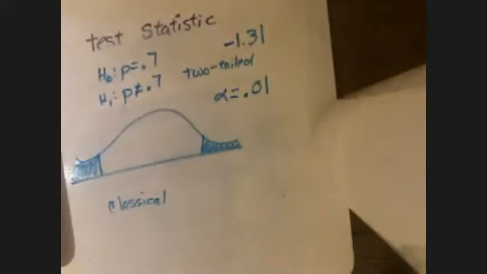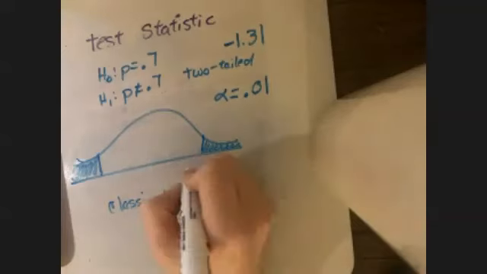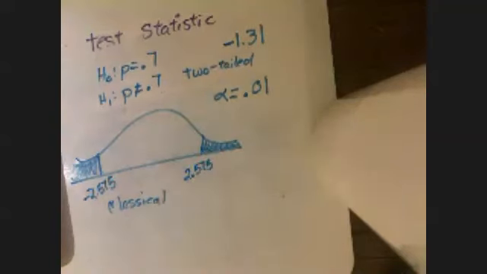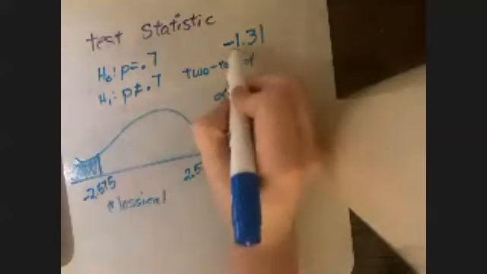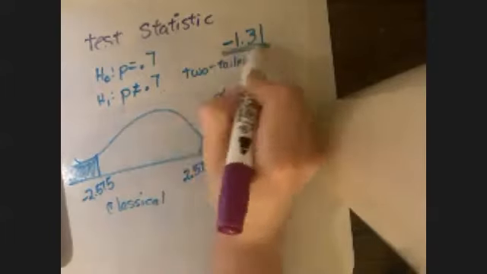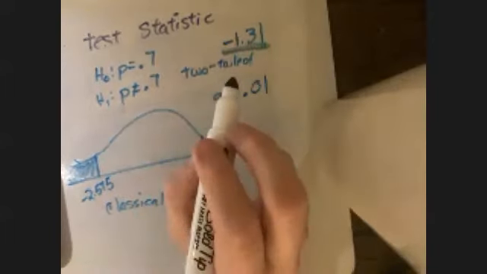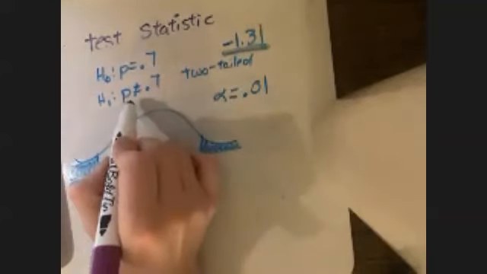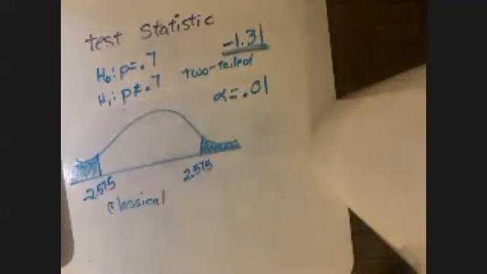So coming back to our picture, this number is 2.575. This is negative 2.575 on our picture. Now then, what we then do is we take this critical value, and we know it's two-tailed because of the not equal sign. Not equals is automatically two-tailed testing.